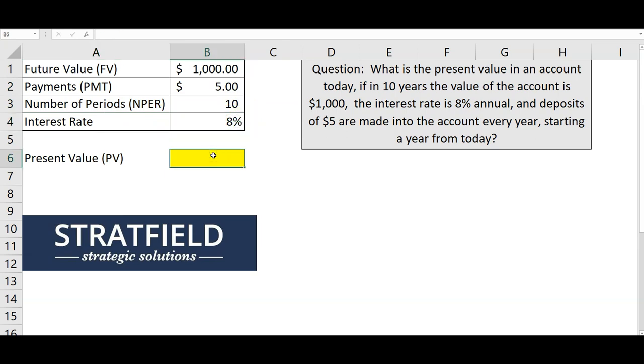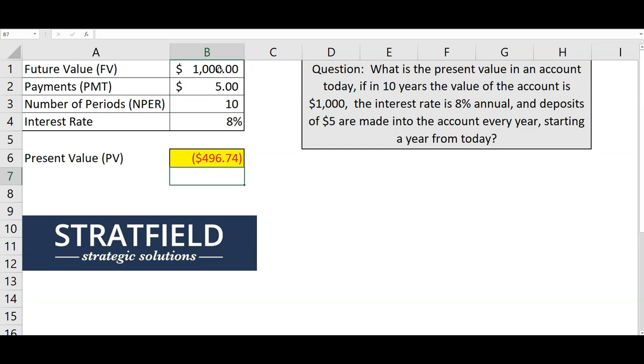In the yellow box, we'll use that PV formula we showed in the slides: equals PV, open parentheses, the rate, 8%, comma, 10 periods, comma, $5 of payments, comma, $1,000 of future value. I don't need the type because the payments are taking place at the end of the period. It says starting a year from today. Close the parentheses and hit enter.